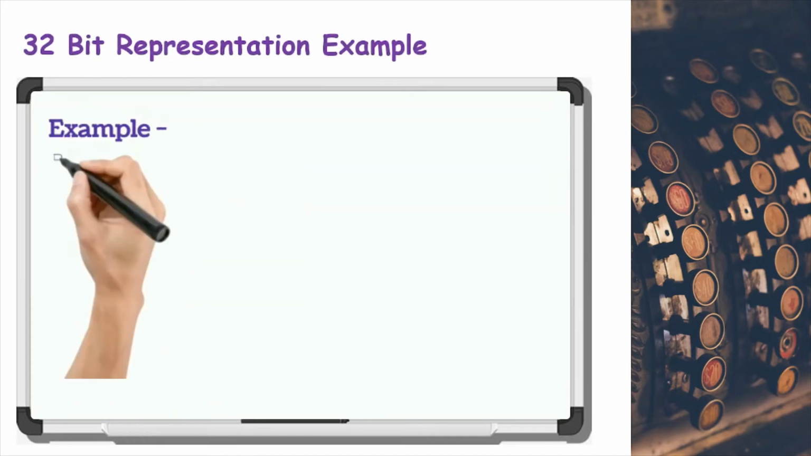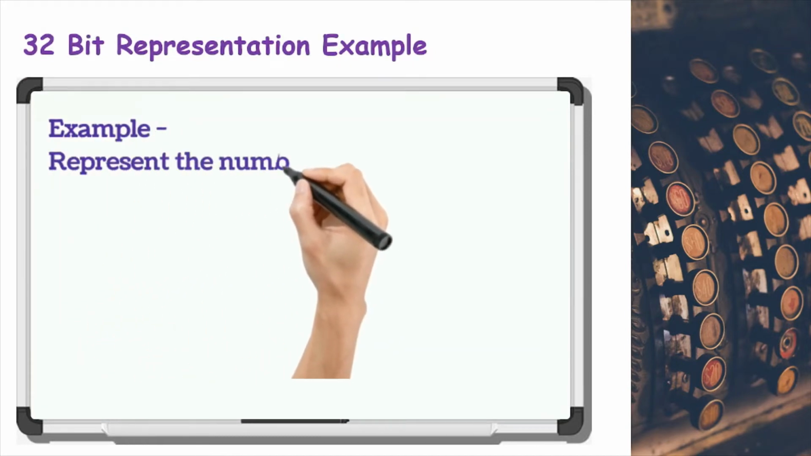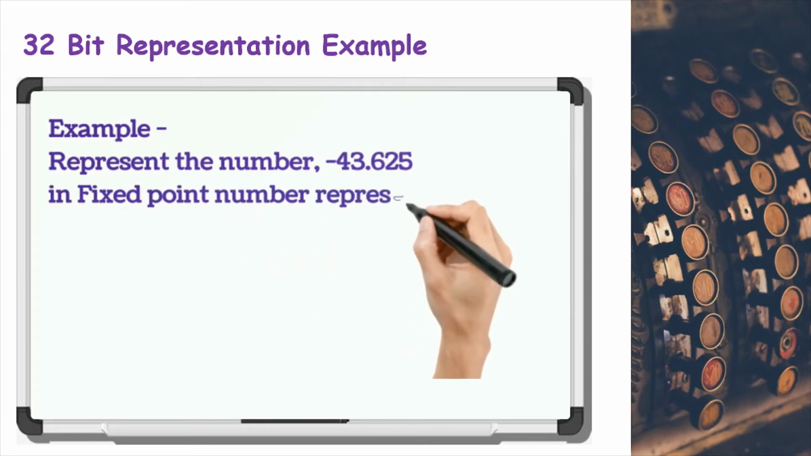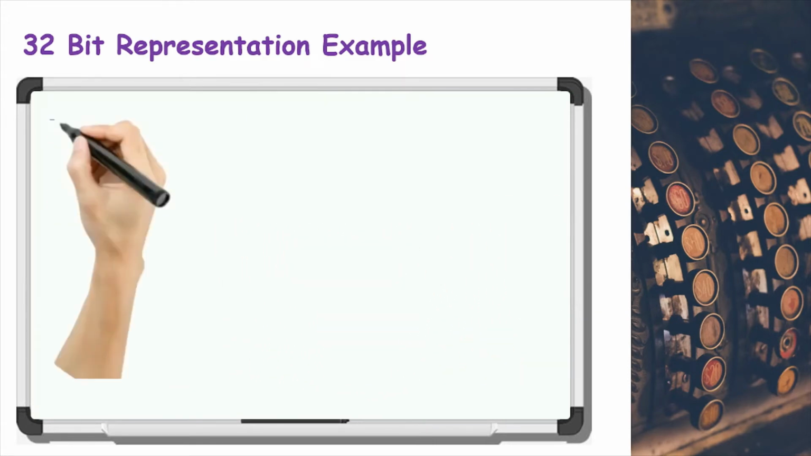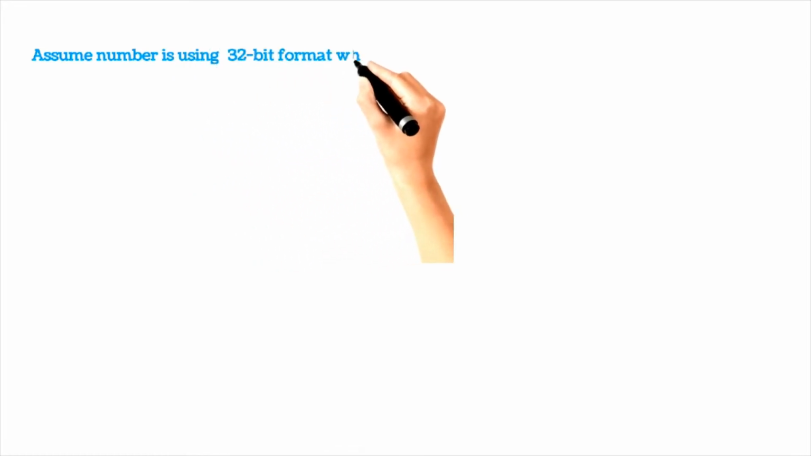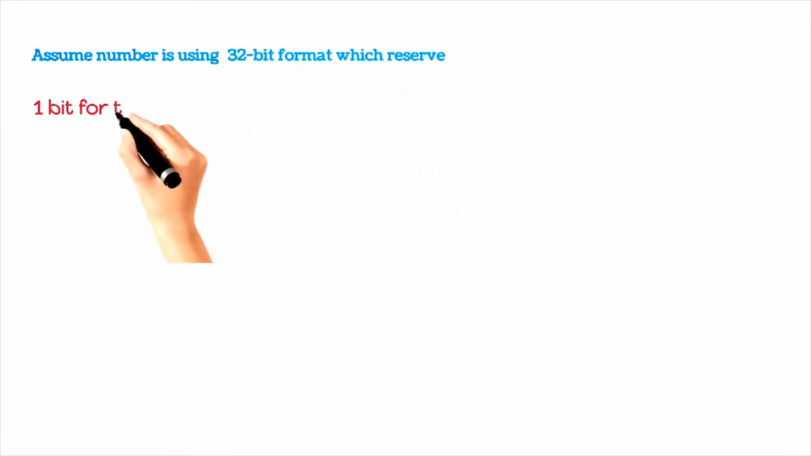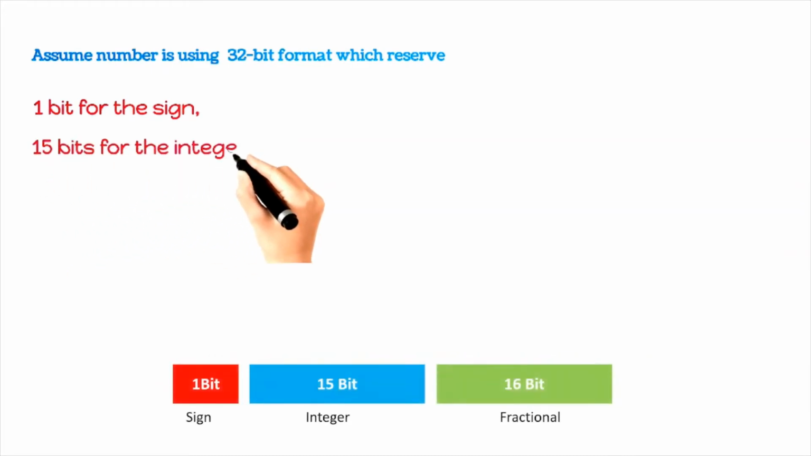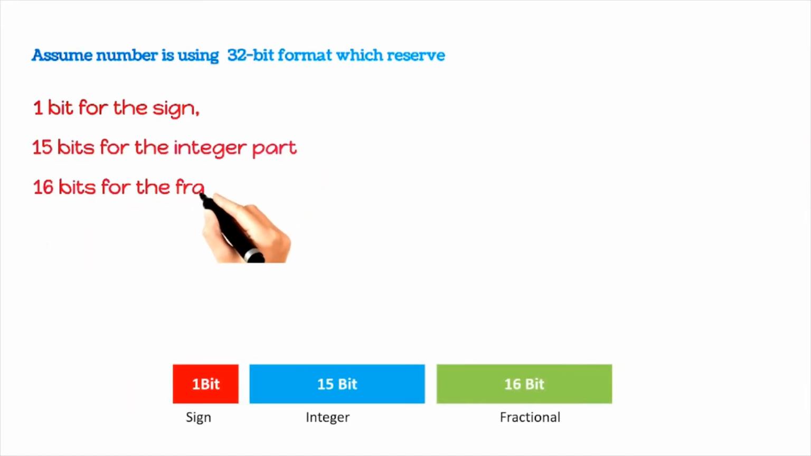Now we see the example. Represent the number minus 43.625 in fixed point number representation, assuming the number is using a 32-bit format which reserves 1 bit for sign, 15 bits for the integer part and 16 bits for the fractional part.